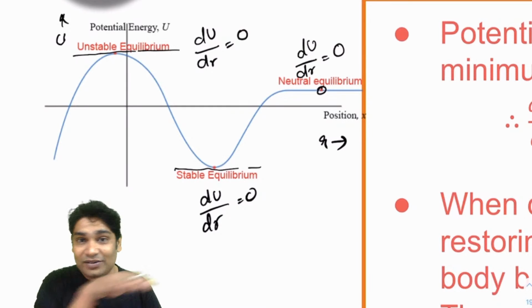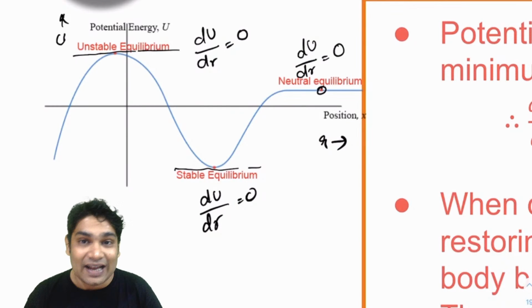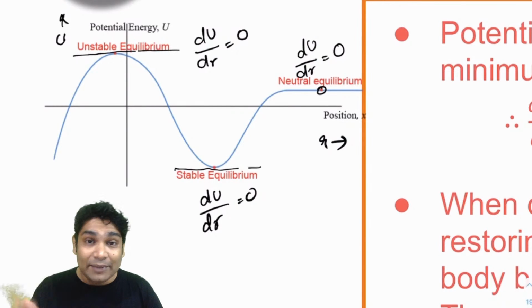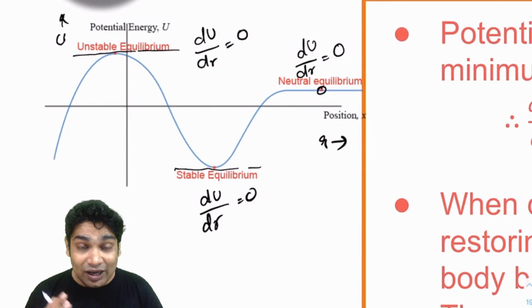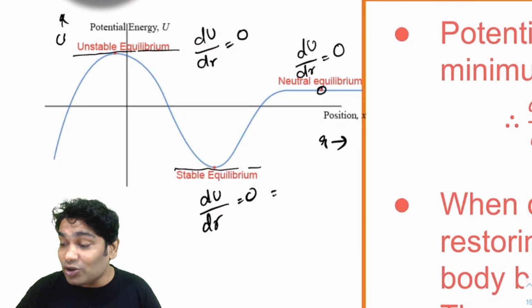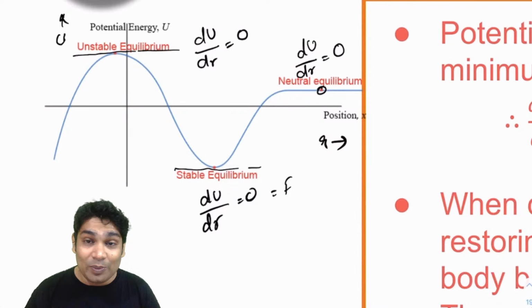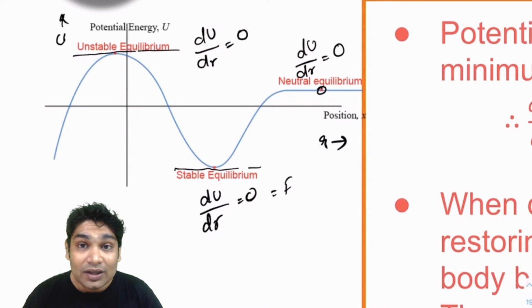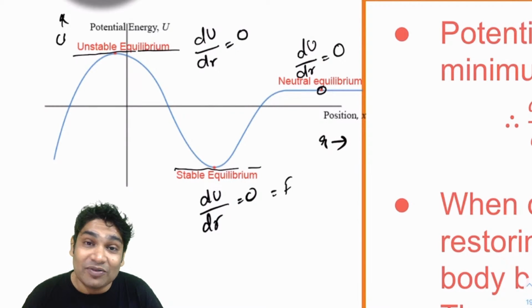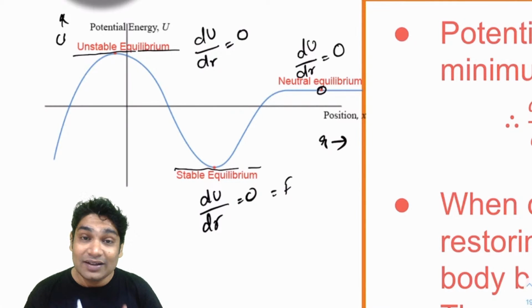Wherever the slope is 0, you know the tangent is parallel to the x-axis. Now, these 3 positions represent 3 kinds of equilibriums. Why? Because we know wherever the slope is 0, the force would be 0, because force is minus times the slope. So these 3 positions will represent equilibriums, because the definition of equilibrium is a point where the force is 0.